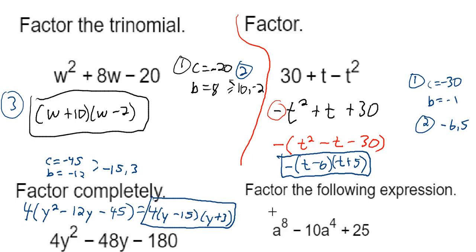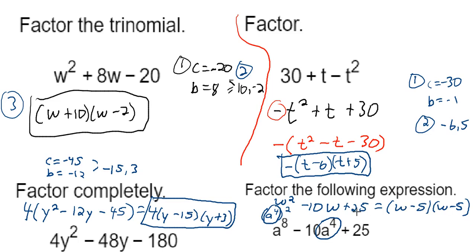And for this one, we're going to use substitution. We're going to replace the a to the 4th power with a w. This can be written as a to the 4th power squared. So I can replace this a to the 4th power with a w as well. So we'll have w squared minus 10w plus 25. I'm not going to write out the steps, but this will factor as w minus 5 times w minus 5, right? Two numbers that multiply to positive 25 and add to negative 10.